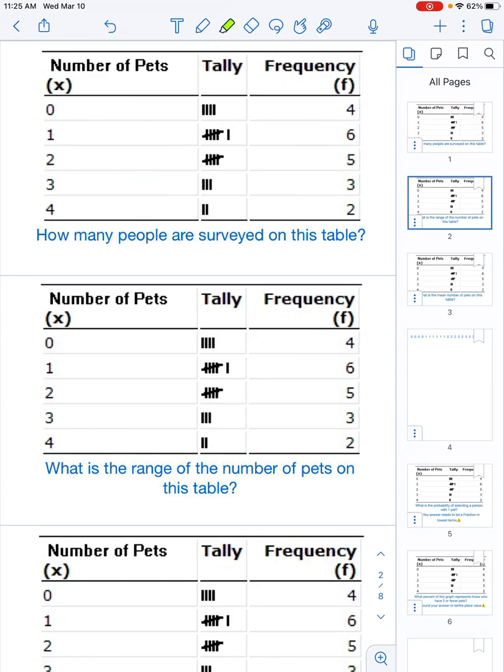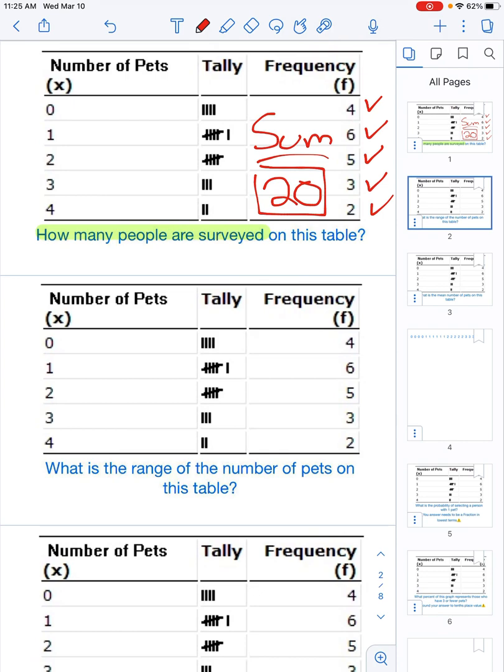One of the questions they're asking here is, how many people were surveyed in this table? Well, you're going to take each of these in the frequency and get a sum. That means you're going to add them all up. When you add them all up, you get 20. Now, that's a very important number that we're going to use, especially when we're calculating any types of probabilities or percents. So that's the scenario. That's how you read this table, and that's how you translate a frequency table.